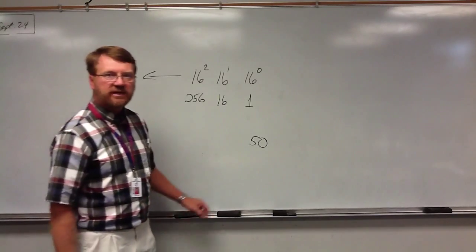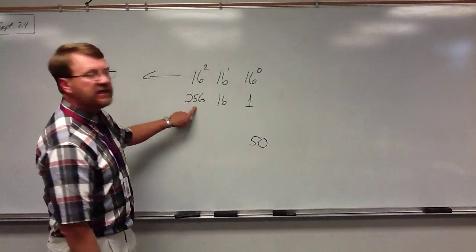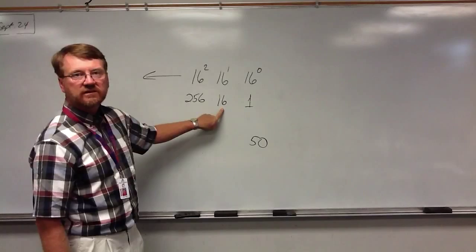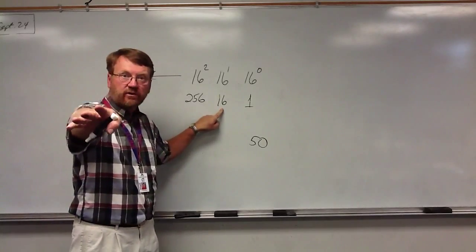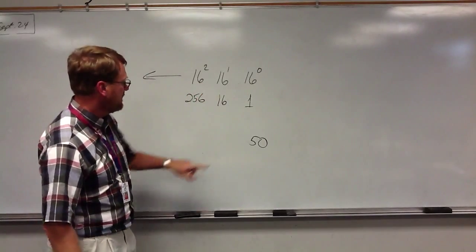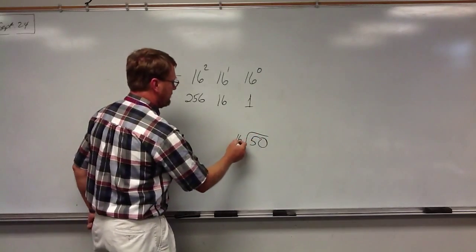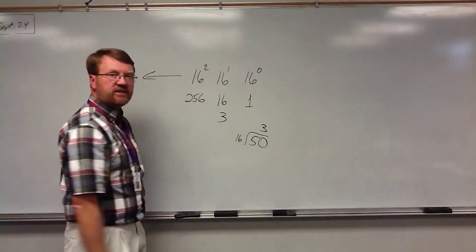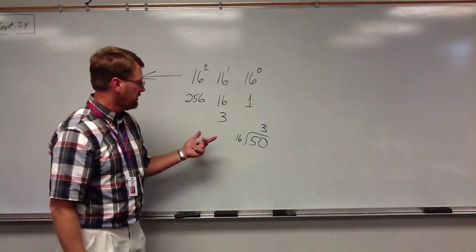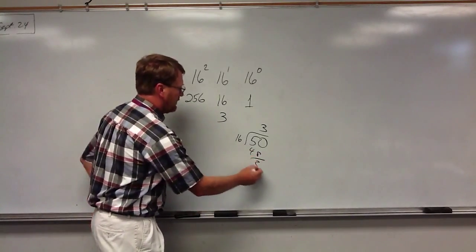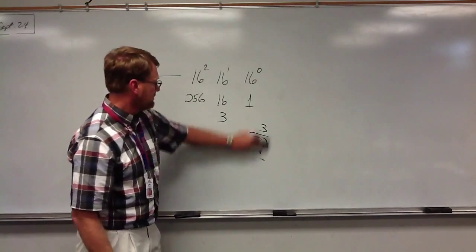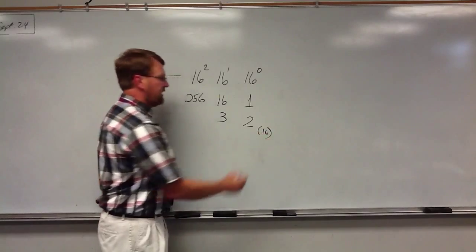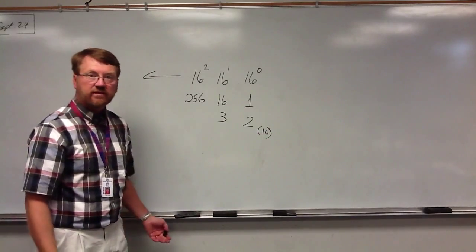How do you represent that in base 16? Well, do you need any 256s? No. How many 16s? Now, in base 2, you can only have 1 or 0. In base 16, you can have up to 16 of them. How many 16s are in 50? Well, 3. I would need 3 16s, and then what's left over? Well, that's 48. I need 2 1s. So 3, 2 in base 16 is how you represent the number 50.